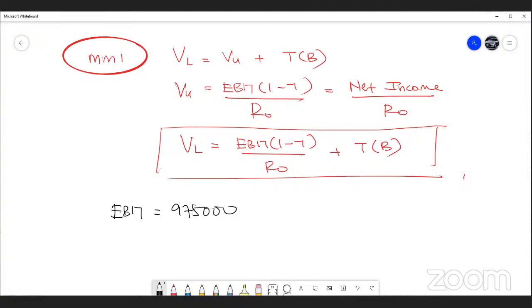That means it will be compounded. The unlevered cost of equity, which is your R0, is 14%. The corporate tax is 35%. The company has a perpetual bond issue outstanding with a market value. So bond is your borrowing. Bond is your debt. Your debt here is $1.9 million. Then they ask you, what is the value of the company?